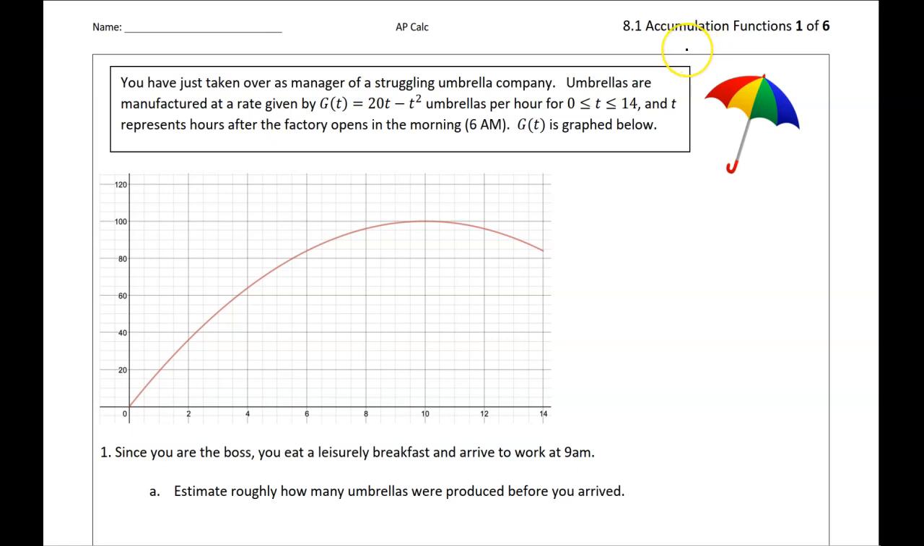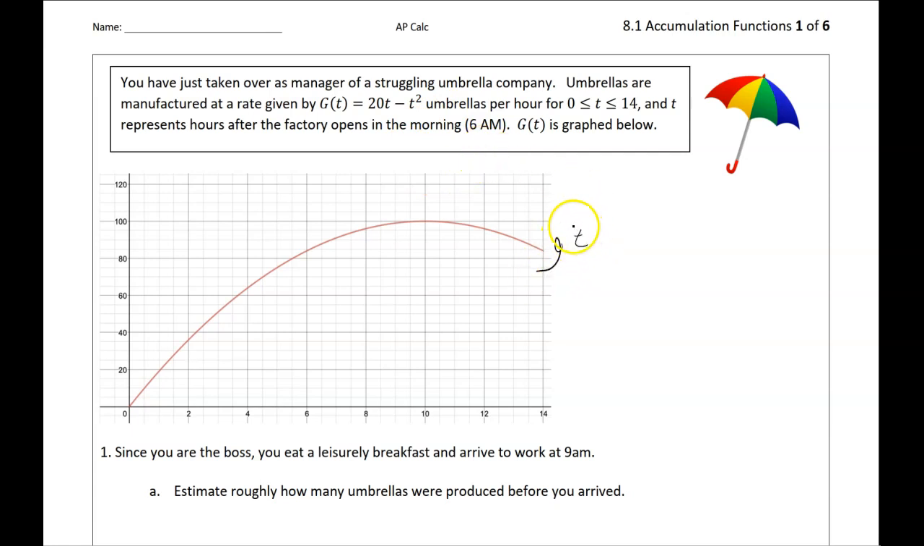In this lesson, we're going to introduce a new type of function that we've actually already laid a bunch of groundwork for. So we've done a lot of the work already that's going to make this pretty easy to understand, I think. These types of functions are called accumulation functions, and we're going to imagine ourselves as the owner of an umbrella factory here. So what we have here as we read the text is my function g.